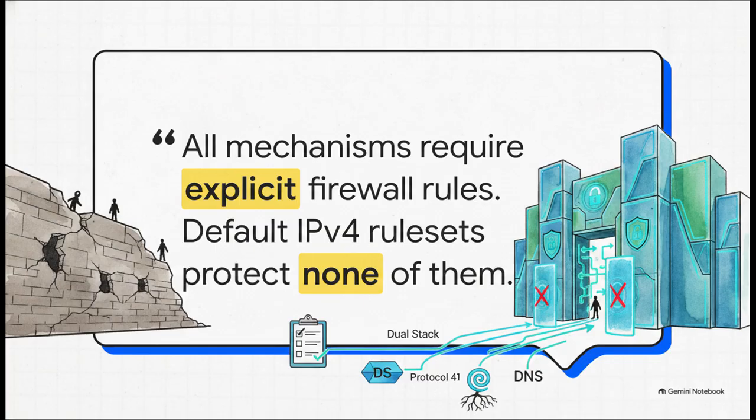All 11 transition mechanisms require explicit, mechanism-aware firewall rules. Default IPv4 rule sets protect none of them. Whether it's dual stack, a Protocol 41 tunnel, or a synthesized DNS record, if your security appliances aren't specifically configured to inspect and control that exact IPv6 transition mechanism, you are operating blindly. So ask yourself this: if a highly motivated threat actor scanned your perimeter right now, would they find your IPv4 front door bolted shut, but your IPv6 backdoor wide open?